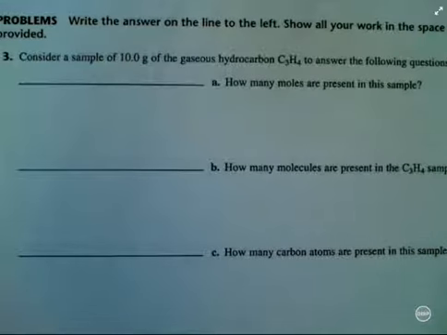Number 3, consider a sample of 10.0 grams of the gaseous hydrocarbon C3H4. To answer the following questions, A, how many moles are present in this sample?